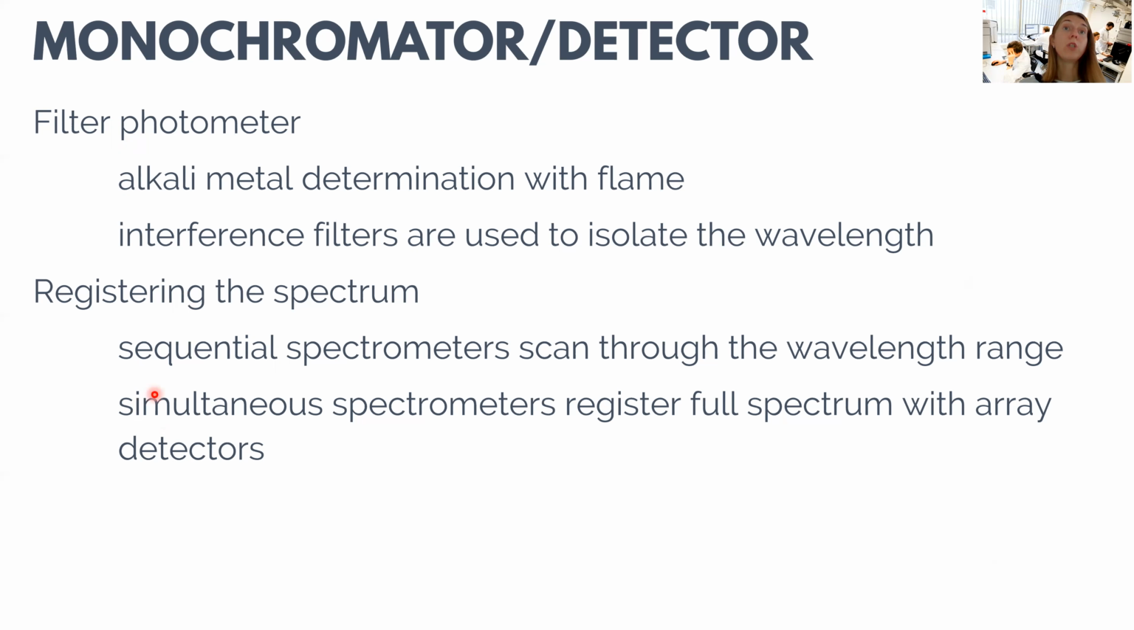Or another possibility is to register the spectrum all at once, so with a simultaneous spectrometer. And in these cases, we use an array of detectors that are next to each other, and the monochromator is used to separate all of the light that comes from the atomizer and direct it to the array of the detectors. This is very similar to the diode array that is used in molecular spectroscopy in atomic absorption.